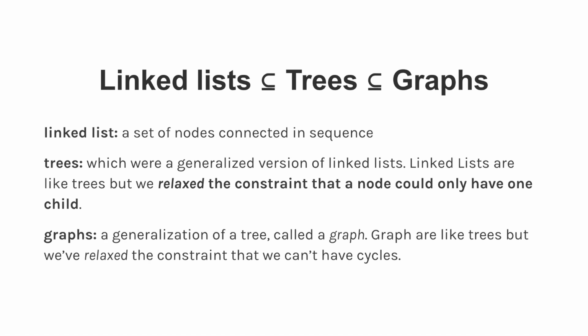Going back to the first few weeks of the course where we talked about linked lists, these were just a set of nodes connected in a sequence. Then we expanded upon linked lists to make trees, in which we relaxed the constraint that a node could have only one child. So a linked list is a tree, and trees are just a generalization of linked lists. You can have multiple children. And then graphs are a further generalization of trees, to the point where now we can have cycles.